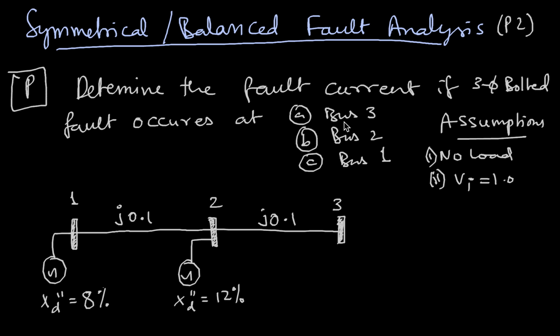So under these assumptions, determine the fault current if a three-phase bolted fault occurs at bus 3, bus 2 and bus 1. So I have these three cases and this is my simple power system. Two generators are there. It is not given how much is the MVA rating and all, but that's not required because all the impedances are already marked in either percentages or in per units. And for the generators, the subtransient reactance is already given, so that is useful for calculating fault currents. So let's begin the solution.